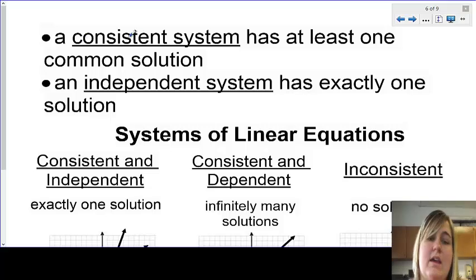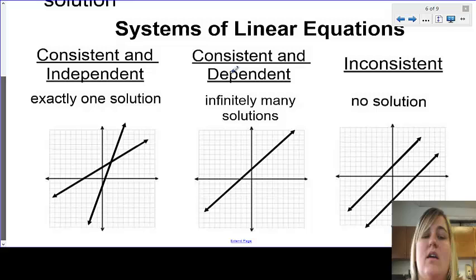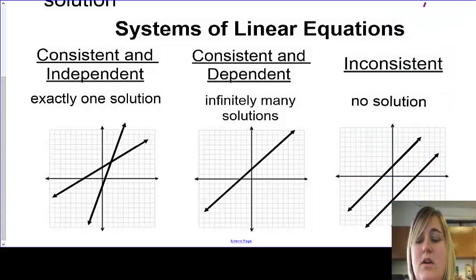Alright, so a consistent system has at least one common solution. At least one. That's the key there. That means one or more. So of the ones that we've talked about, consistent and inconsistent, the inconsistent has no solution. Consistent has at least one, which means one or more. And then we have an independent system, which has exactly one.